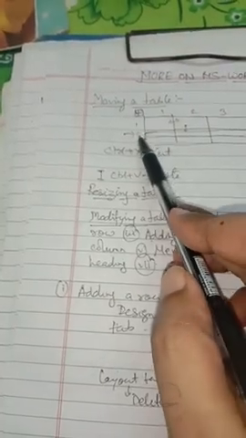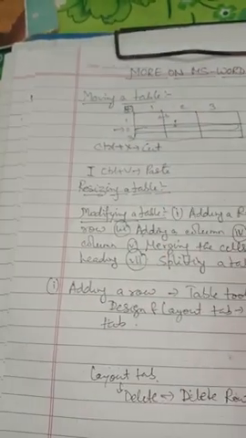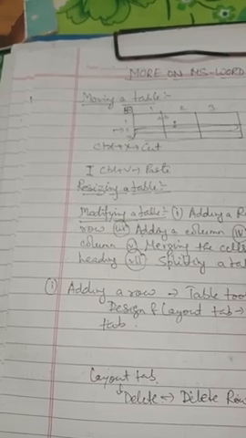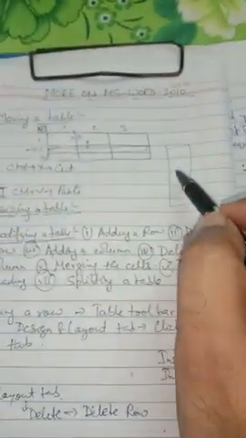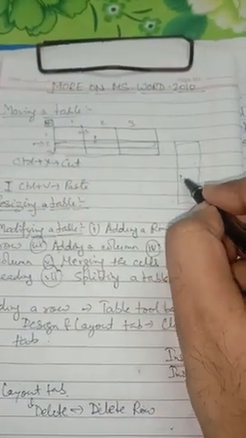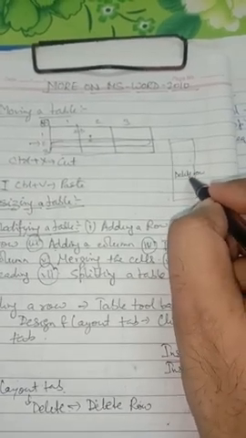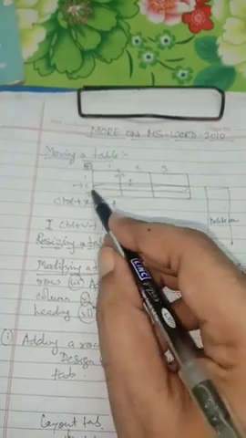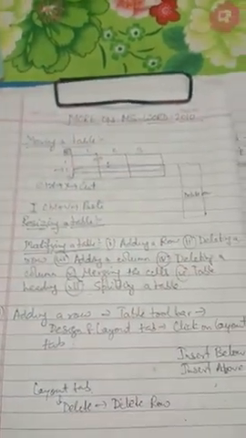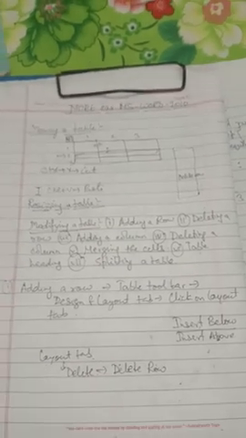There is one more method of deleting a row. Select the row that you want to delete and right click over here. As soon as you right click, you will get a drop down menu like this. Over here, the delete row option will be available. As soon as you click on delete row, the row that you have selected will get deleted. This is how we can delete a row.